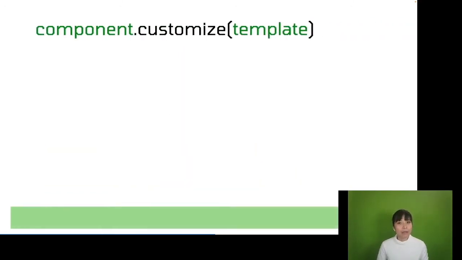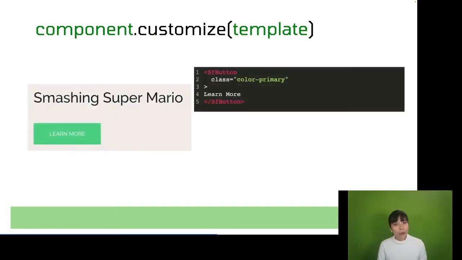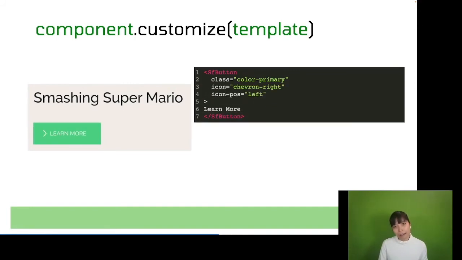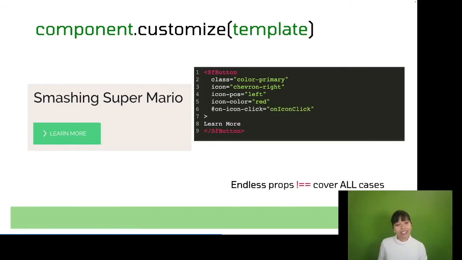How do we customize the inside content? Well, let's say I have a button. This is how we implement the asset button. And the user says, okay, I want to add an icon. Okay, fine. We're going to add an icon, and of course, an icon position left or right. And then you say, I don't want just this size. I want it bigger, I want to be able to control the size of the icon. Then we have another problem. But this is not the end. What if the user wants to have an on-click on the icon? What if? Endless props, it doesn't mean you can cover all the cases.